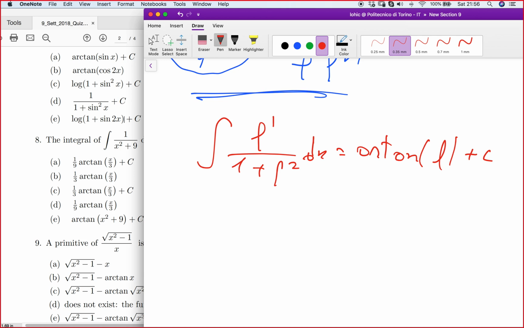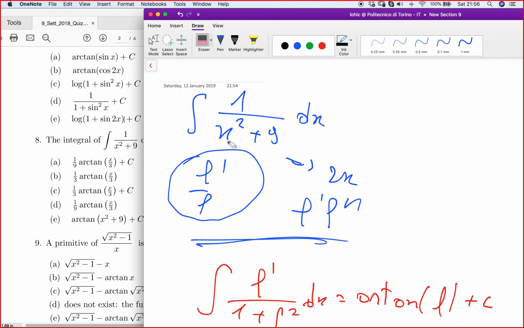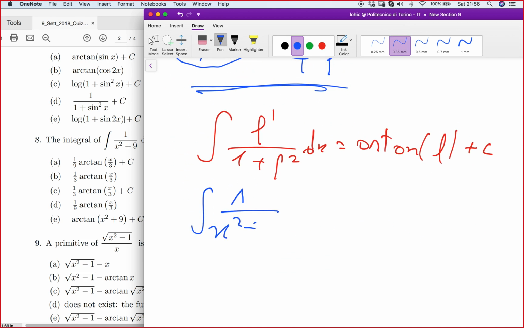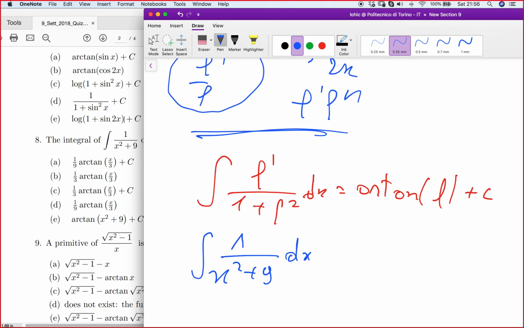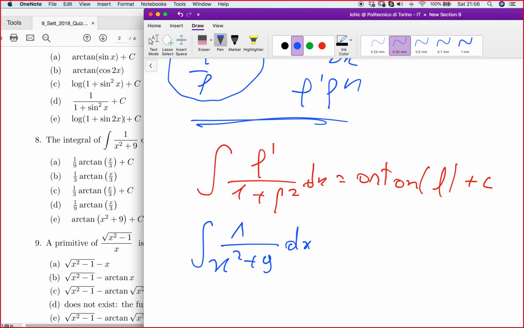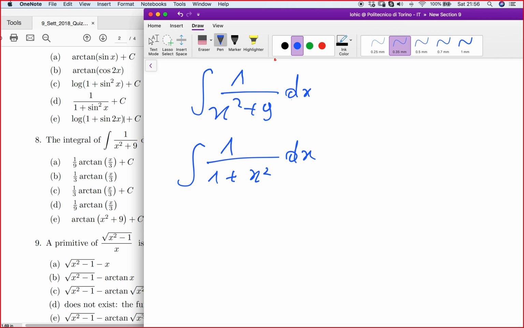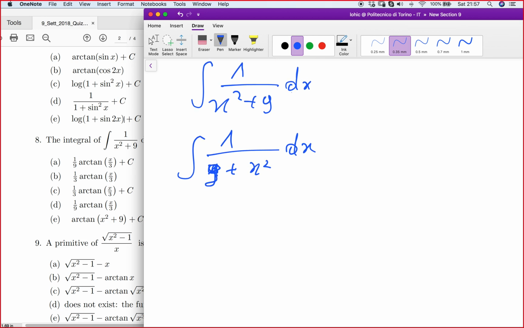Is that clear? Nice. So we have our function, but it is not exactly in this form. We write back the integral, 1 over x squared plus 9 dx, but I want to reach this formula. First of all, I can write it as 9 plus x squared, it's the same. If I want to reach 1 plus f squared, I need to move this 9 out.